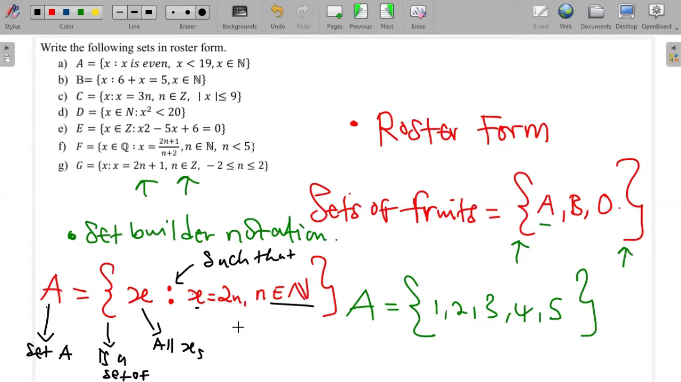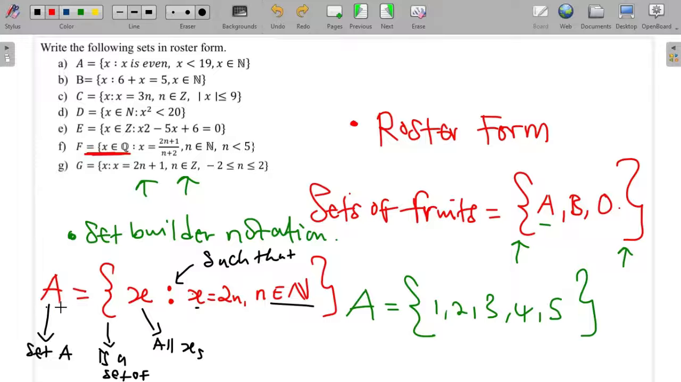Sometimes this part that I've written at the end, where I'm saying n is a member of the natural numbers, can also be put here in front. Like if you look at the question on F, you've seen where they've said X is a member of Q. So this part you can also put somewhere there. But in general, if you see something like this, just read it as whatever set is there.